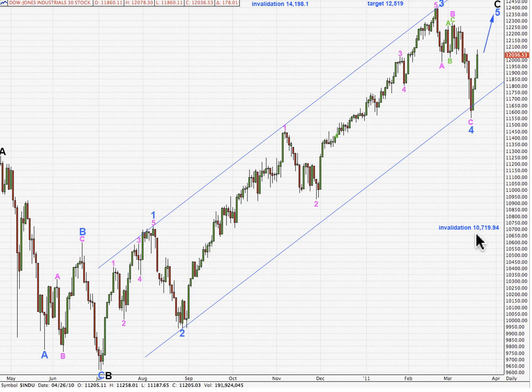It would be invalidated if price moves below 10,719.94 because wave 4 blue may not move into wave 1 blue price territory. So that's an important price point determining whether or not downwards movement is primary wave 3 or not.